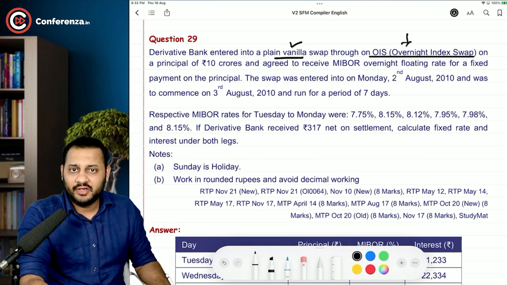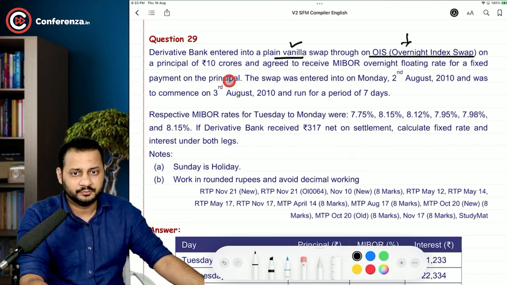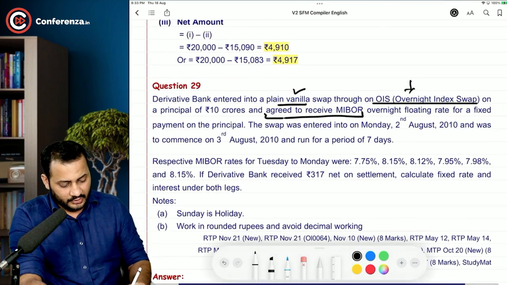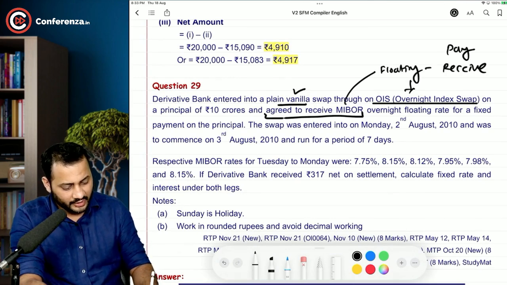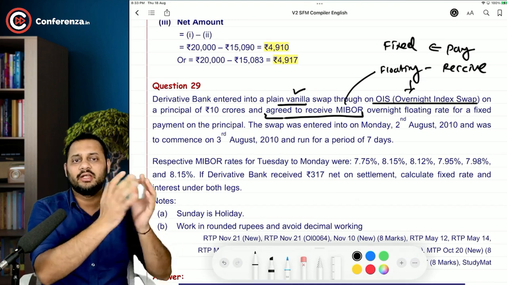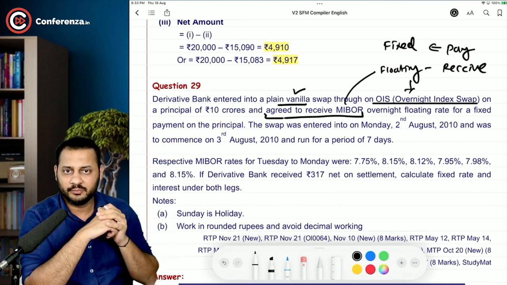On a principal of 10 crore and agreed to receive MIBOR overnight floating rate for a fixed payment on the principal. See, this is a derivative bank, and they entered into this agreement where they agreed to receive MIBOR. What does that mean? MIBOR is a floating rate, and you are agreeing to receive this. That means in the swap, what are you going to pay? Fixed. Automatically, if you are receiving floating, that means you are agreeing to pay the fixed.